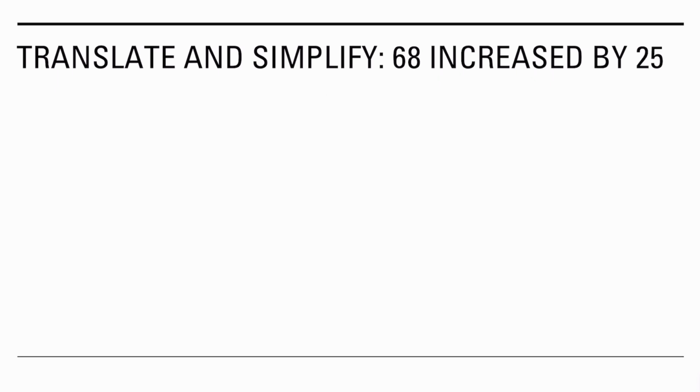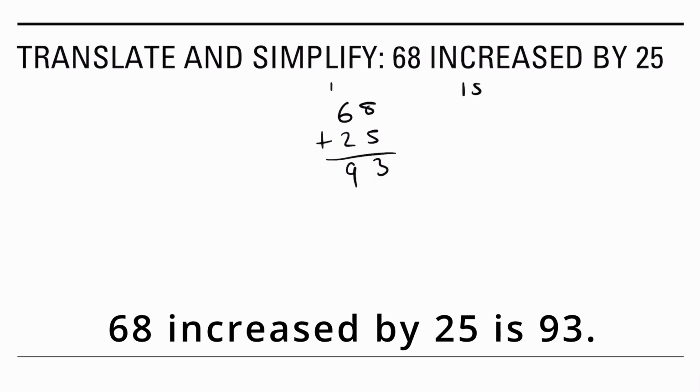68 increased by 25, which means we want to add 25 to 68. And so here we'd get 8 plus 5, which is 13. And then we'd get 8 and 9. And so we end up with 68 increased by 25 is 93.